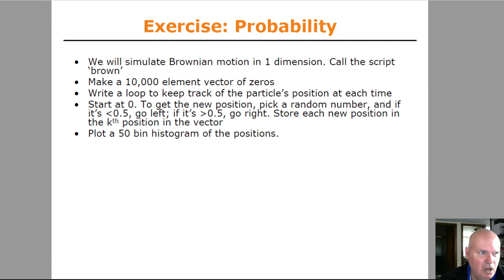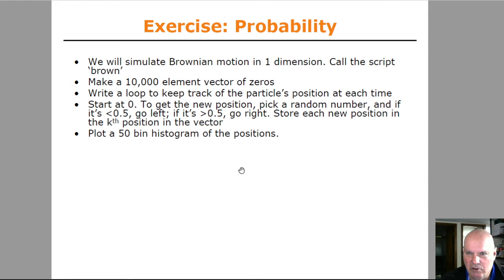Okay. So this exercise is simulation and Brownian motion, where you start a particle off at position 0, and then it moves either left or right 1 step, and we're going to have it go through 10,000 steps. Here in the exercise, they actually have you produce a histogram of all the positions.